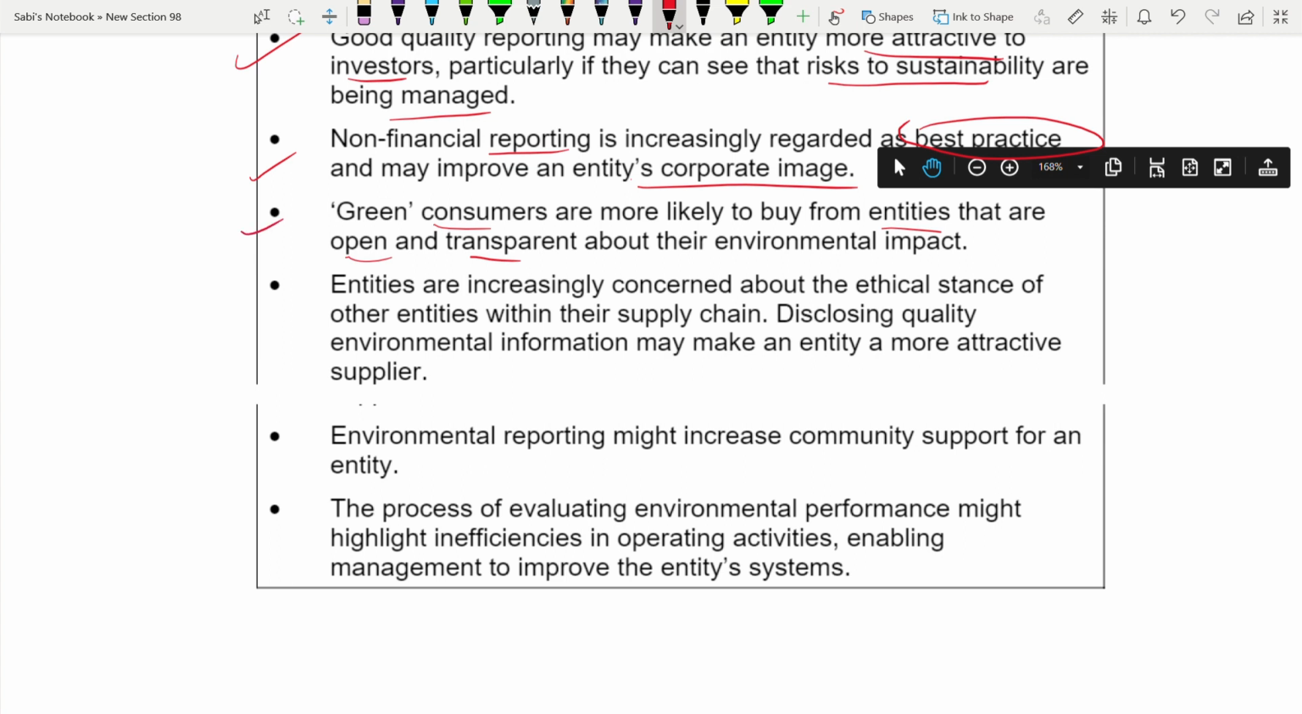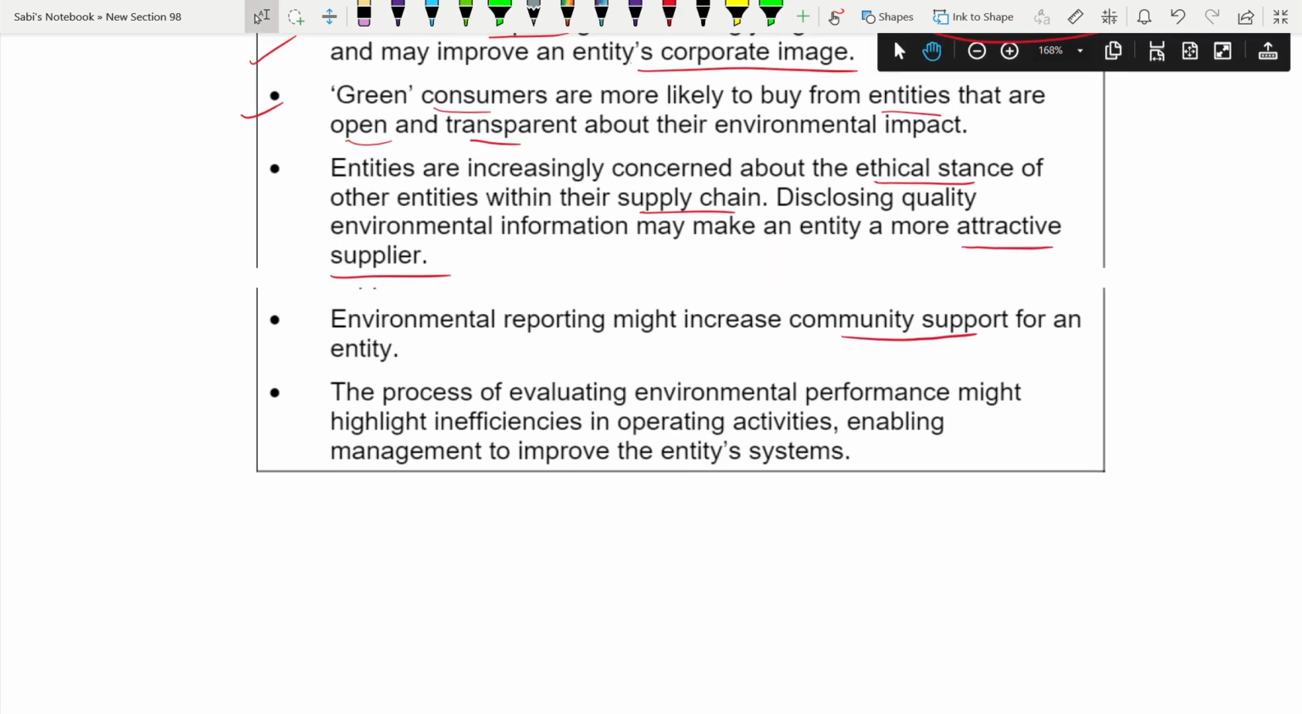Then, if you are concerned about the ethical stance regarding your supply chain, then disclosing quality environmental information may make an entity a more attractive supplier also. That means you are more concerned about your supplies, which makes you more attractive. Then environmental reporting increases community support also. The community comes along to support the entity. And the process of evaluating environmental performance may highlight inefficiencies in operating activity. So managers could improve the entity's system through this. It can help you in your financial aspect also.